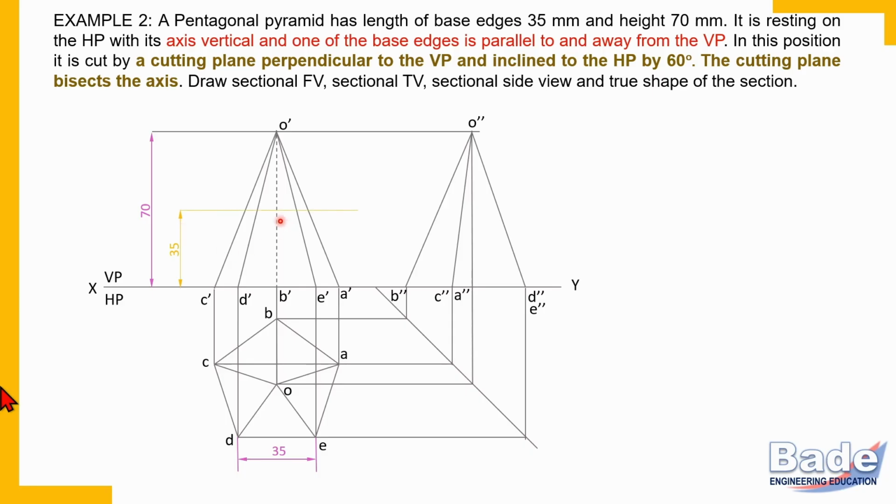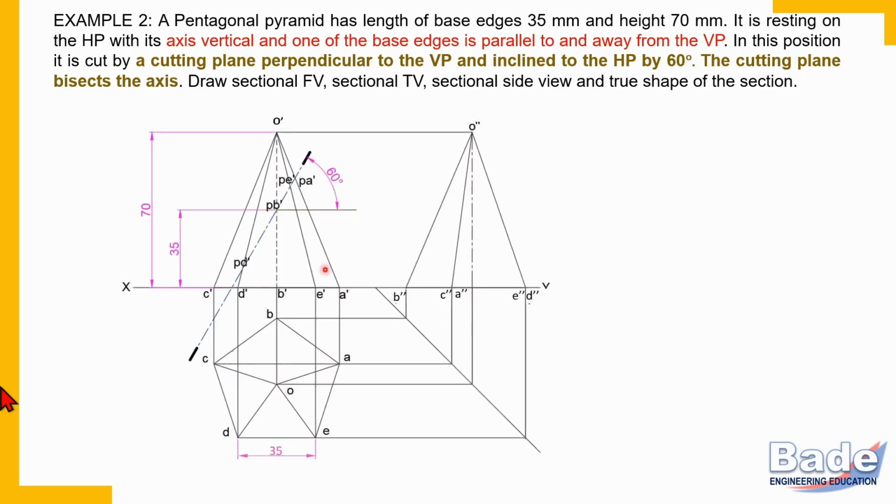So here it is, the midpoint of the axis, and through this point draw the cutting plane line at an angle of 60 degrees with the horizontal. So this is the cutting plane line. Remember, here you should not draw the cutting plane line in this orientation. The cutting plane line I have drawn is the correct orientation, at an angle of 60 degrees bisecting the axis. Once you have located the cutting plane line, the remaining procedure is very straightforward.